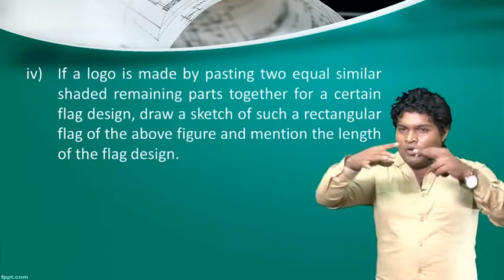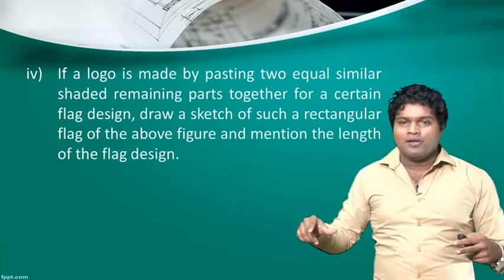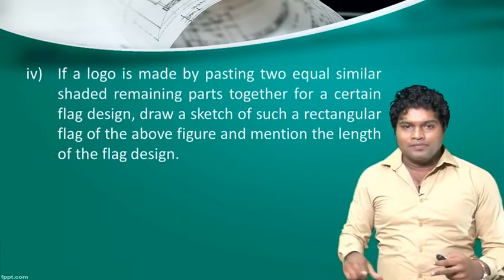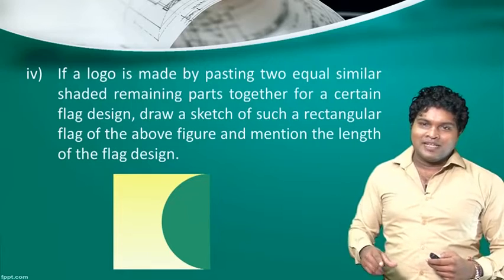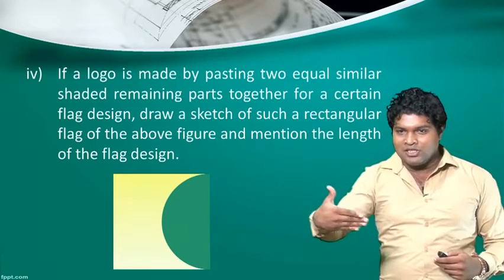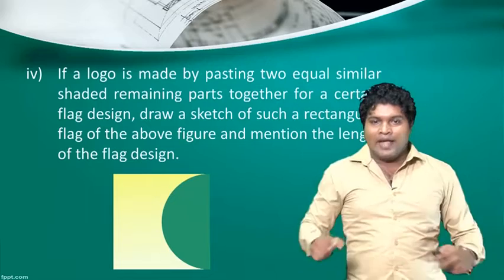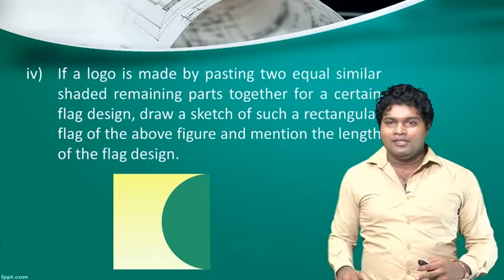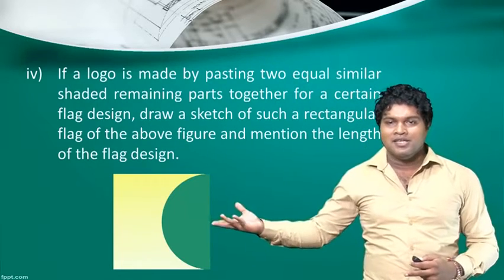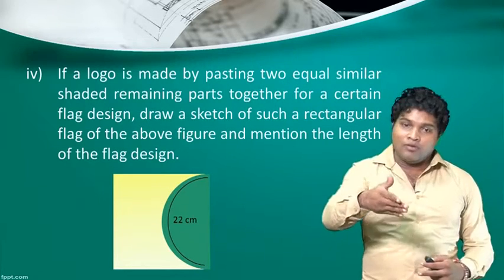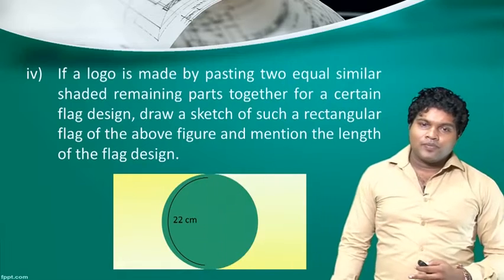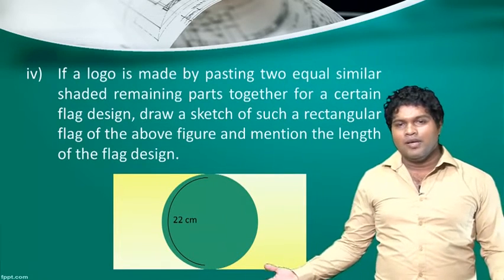Two equal parts have been used to create this flag. The first part we had, the same part should be attached to this to create such a flag. The flag is a rectangle. Then what is the opposite side? It is the same. You can remember we have obtained the length of 22 centimeters. Yes, this will be a flag.